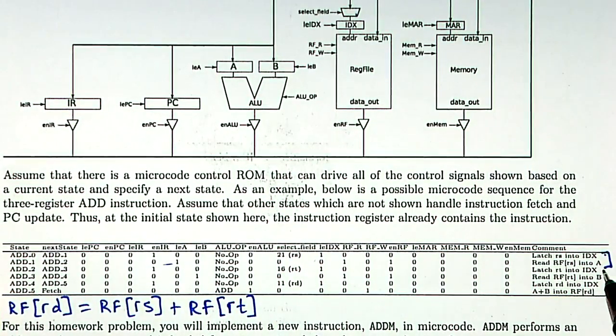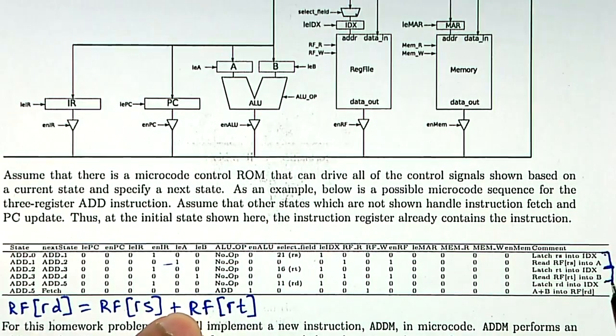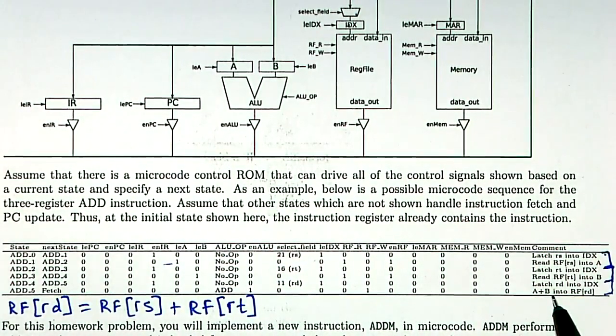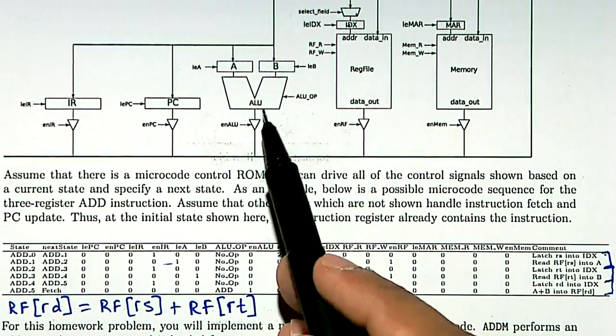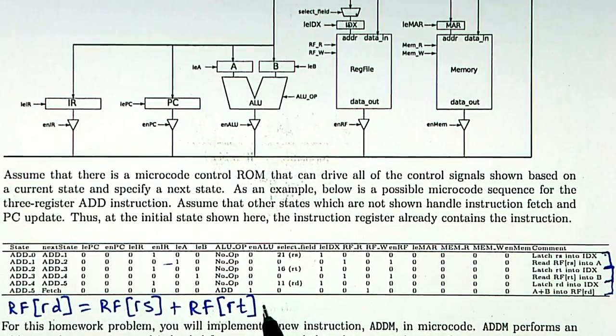So then the next two sets of states do the exact same thing for operand B. This first one did RS into A, so this one's doing RT into B. And then the last two states latch RD into IDX, meaning we latch the destination register into IDX, and then we perform a write. The write stage is a little more complicated because it does the operation A and B and stores it into the register file. So here we have the ALU performing an add of A and B.